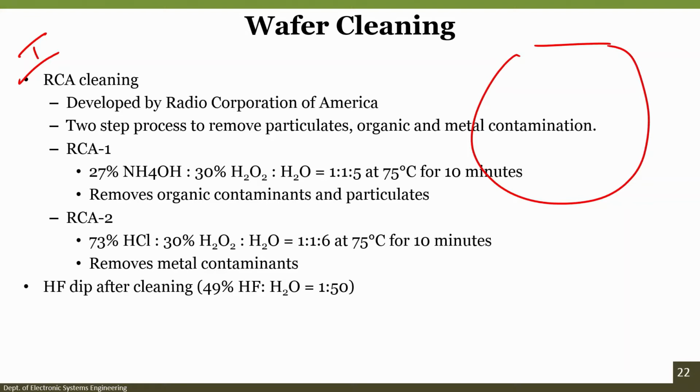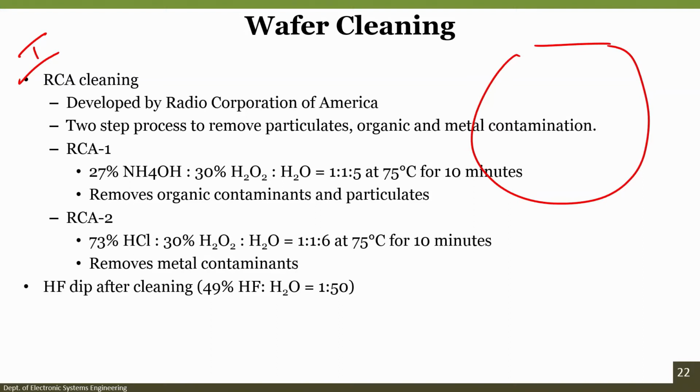So, for RCA 1, you have to take 27% NH4OH, 30% H2O2, and H2O. That means 27% NH4OH to 30% H2O2 to H2O is 1:1:5, at 75 degrees centigrade for 10 minutes. You have to dip the wafer in this chemical, and this will help in removing the organic contaminants and particulates.